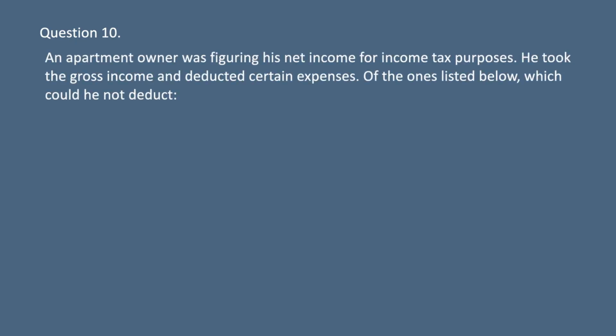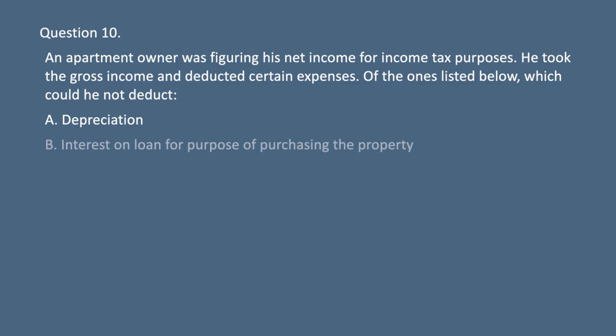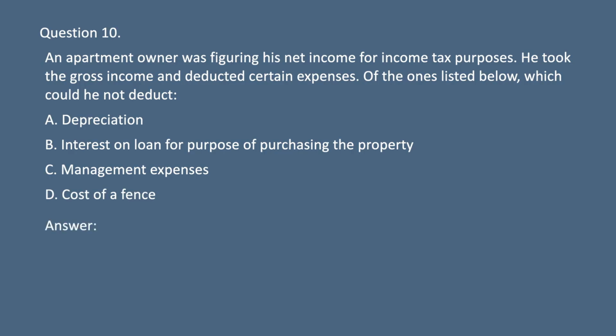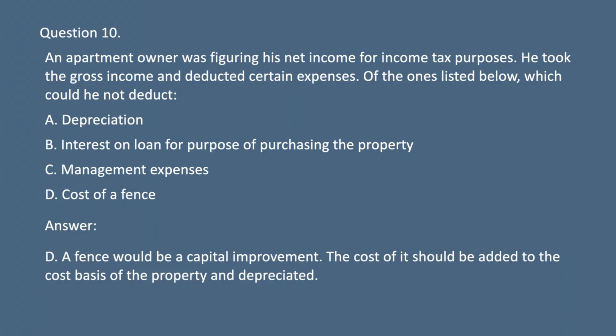Question 10. An apartment owner was figuring his net income for income tax purposes. He took the gross income and deducted certain expenses. Of the ones listed below, which could he not deduct? A. Depreciation. B. Interest on loan for purpose of purchasing the property. C. Management expenses. D. Cost of a fence. Answer: D. A fence would be a capital improvement. The cost of it should be added to the cost basis of the property and depreciated.